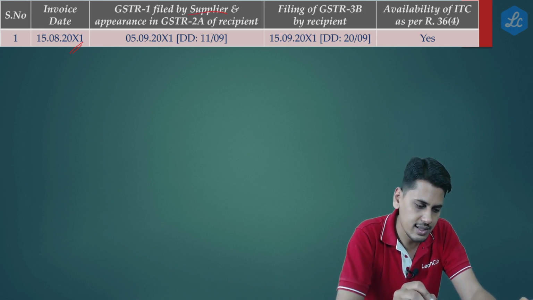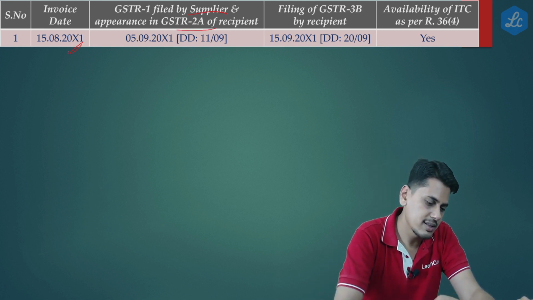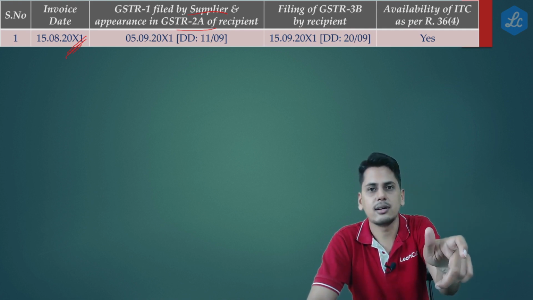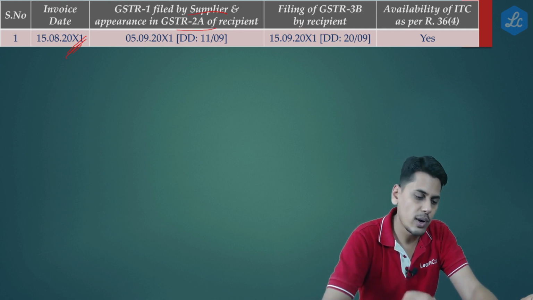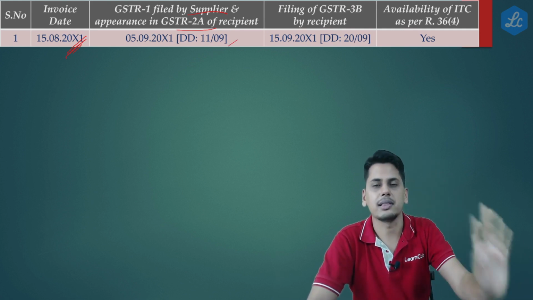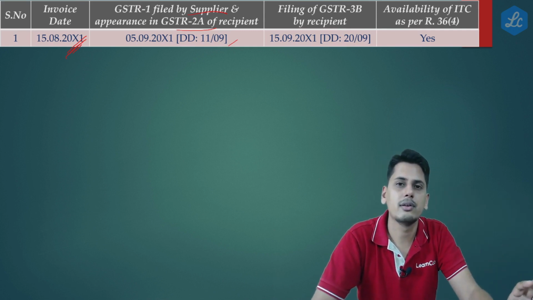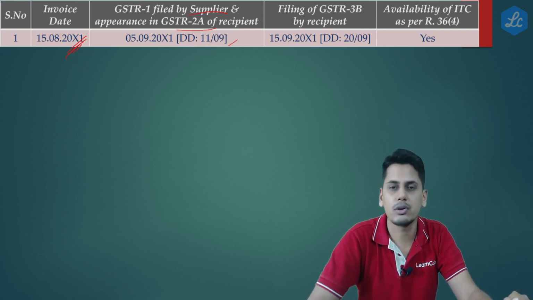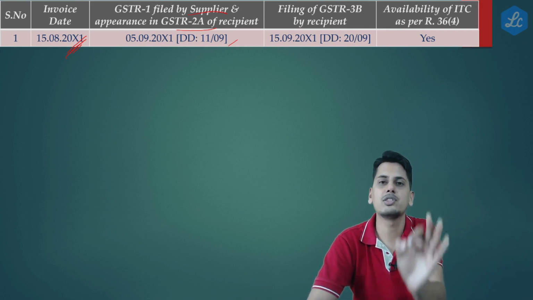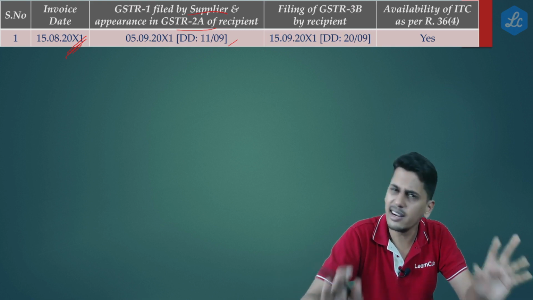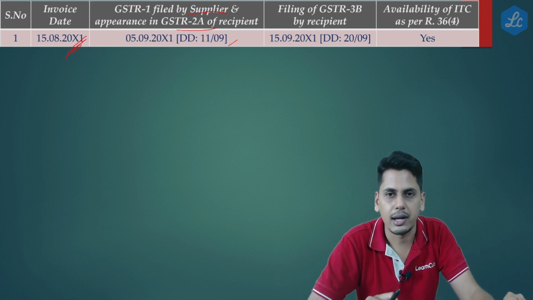GSTR1 is filed by the supplier and it appears in GSTR2A of the recipient. That means, please understand, for the tax period August, the due date of filing GSTR1 is 11th of September, 11th of the next month. What are the exact due dates? We'll see that later while studying the chapter on return filing. For now, just understand that for GSTR1, the due date happens to be 11th of the subsequent month. Tentatively just understand this. Precision understanding, we'll do in the chapter on return filing.